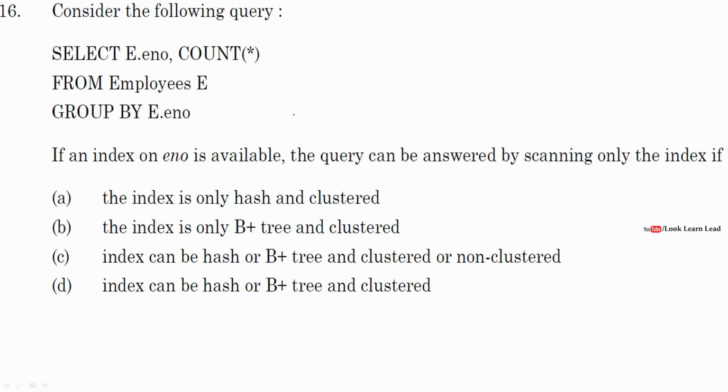Okay, next. This is select E number and count star from employee E group by E number. If an index on E number is available, the query can be answered by scanning only the index. See, we are grouping it by E number, so hash would work. If we make some hash function that maps to the E number, hash would work. Even a B plus tree would work, with clustering or without clustering, both would work.